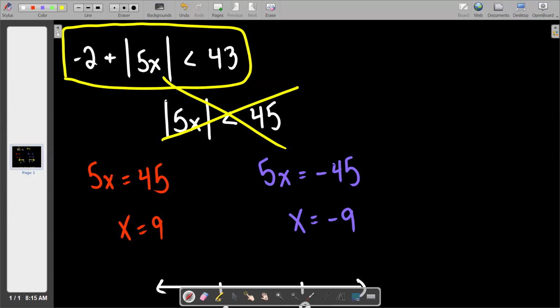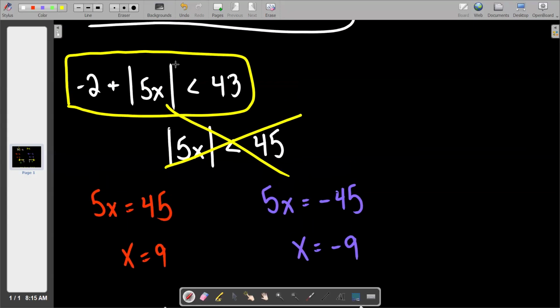The OG problem. So now we're going to head up there where the little yellow arrow is pointing, and we're going to put in our favorite number, 0. 0 will almost always be available to you, FYI. If one of your boundaries is on 0, then you've got to go elsewhere, but 0's our guy. So if I put 0 in there, what is 5 times 0? What's the absolute value of 0? And what is -2 plus 0? It is -2. Is -2 less than 43? Then the point 0 is a win.